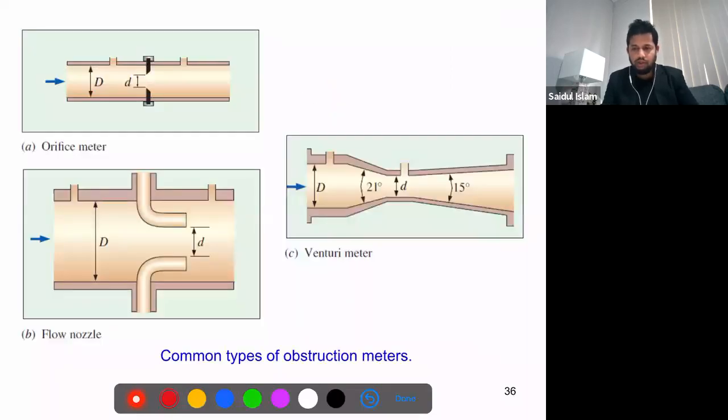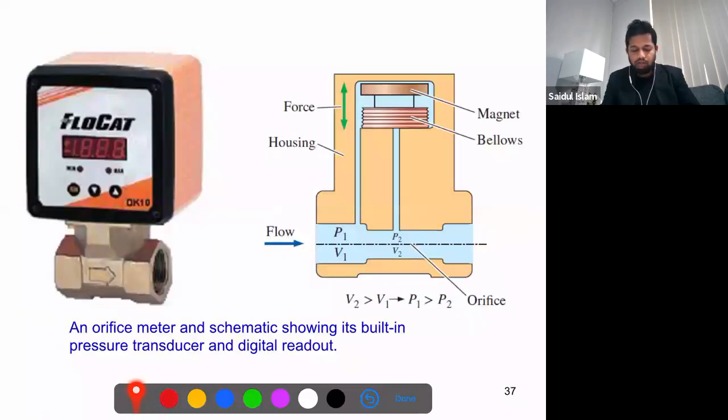And here are some common types of obstruction meters, like what we can expect in real cases. Here is an orifice meter, and this is the general picture, and this is how it works. As I said, I'm not going to explain it a lot, but you can see it later on. You can say that's the cross-sectional view.